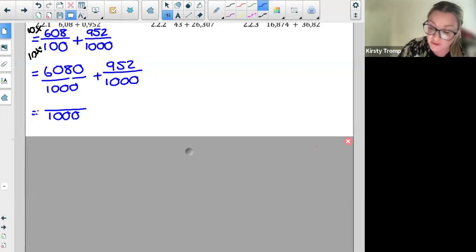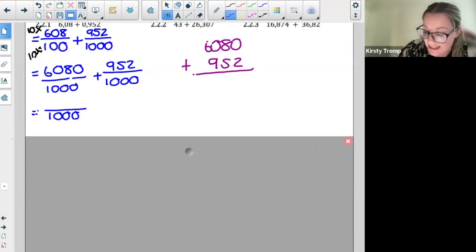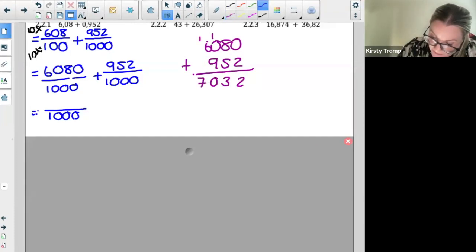And what do I have to do on the top? I'm going to do my workings next to it in a different color. I'm going to say 6,080 plus 952. You can do this on your calculator as well, just to make sure that's all good, as long as you're showing some workings. You've got 2, 8 plus 5 gives me 3, and I carry the 1. 1 plus 9 gives me 10, and I carry the 1, and I've got a 7. So it gives me 7,032.